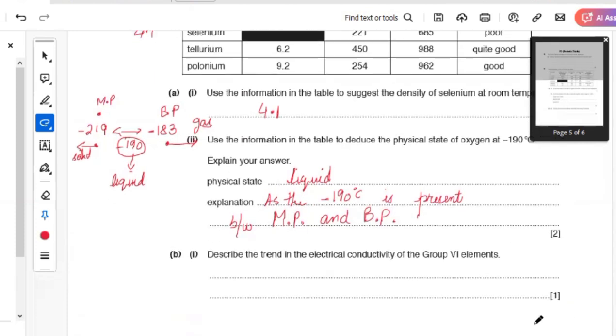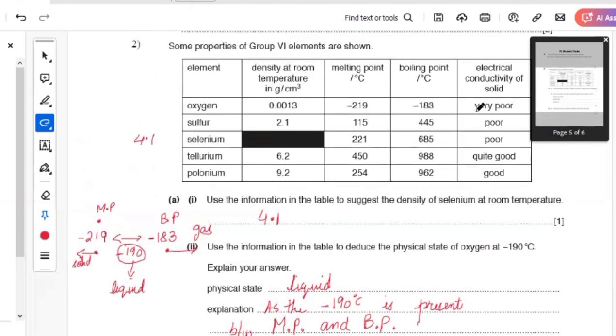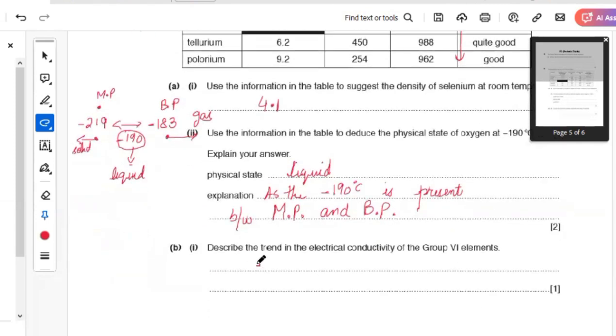Okay. So let's move further towards the next question. Describe the trend in the electrical conductivity of group 6 elements. So electrical conductivity is this one. If we go down the group, we can see that electrical conductivity goes from very poor to good. So we can say that electrical conductivity increases as we go down the group.